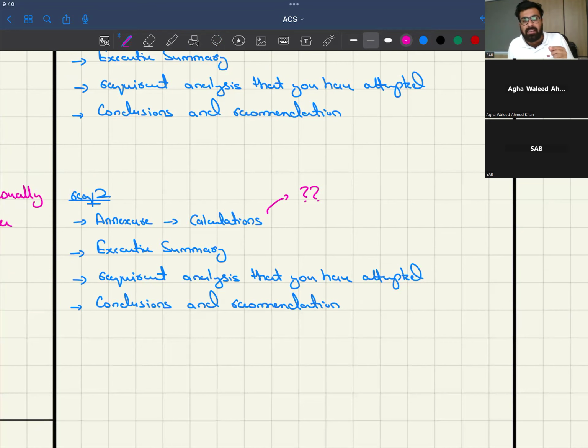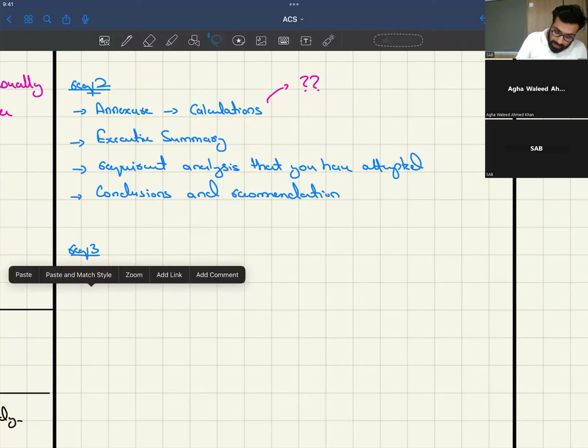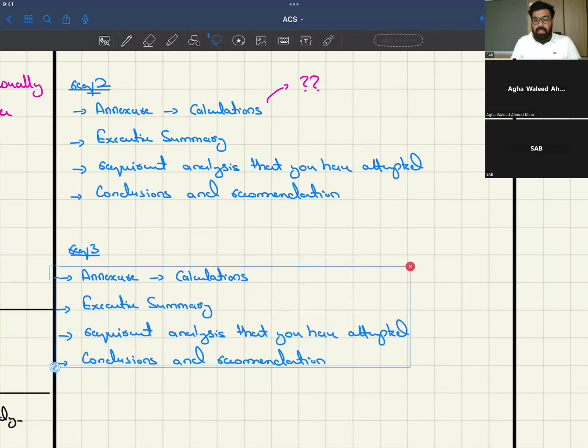And the problem here is that a lot of students' time is being wasted on these calculations, which is a problem, okay? So that is requirement 2, and then we have requirement 3, and in requirement 3 again, we have the same things.